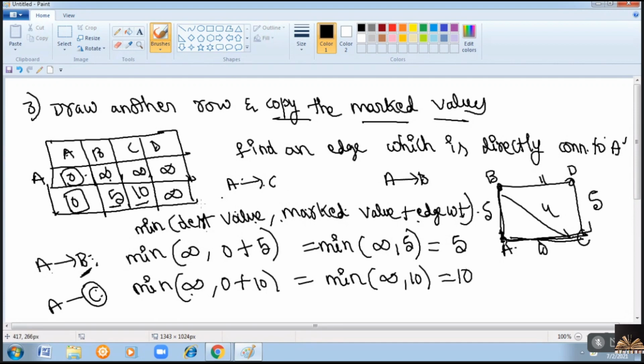Right? So you have drawn another row and copied the marked values. Now to fill the remaining entries, you have to find an edge directly connected to this marked vertex. They are A to B and A to C. So you have filled the B column as well as the C column, and the D column will be infinity only.